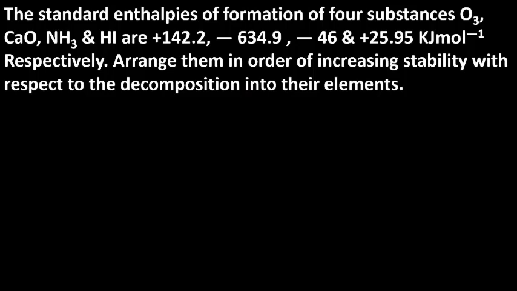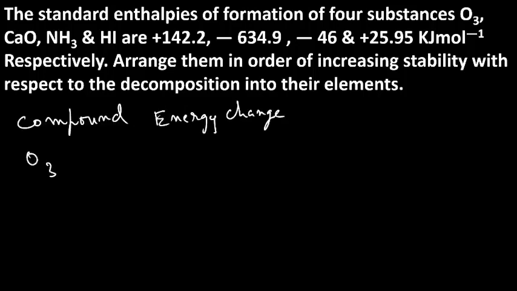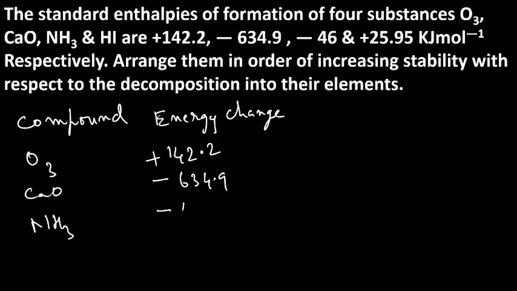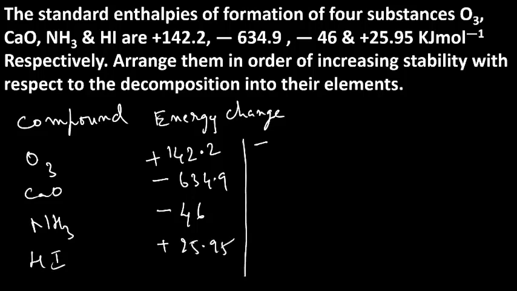First of all, let us write the data and let us try to understand. So, compound and energy change. Compound O3 and here this is plus 142.2, calcium oxide minus 634.9, ammonia minus 46 and hydrogen iodide plus 25.95. So we know that negative sign indicates the energy releases.